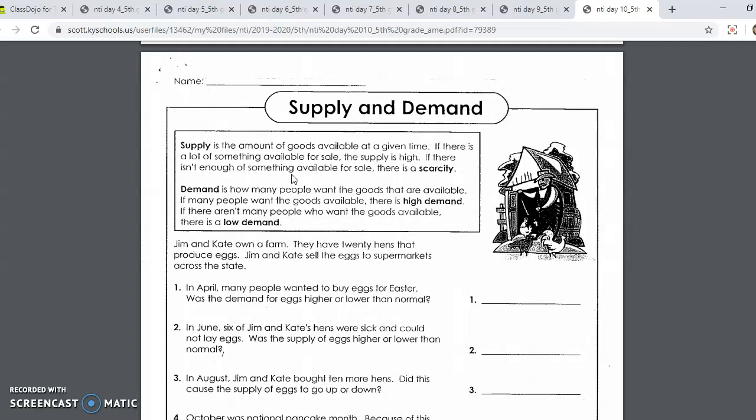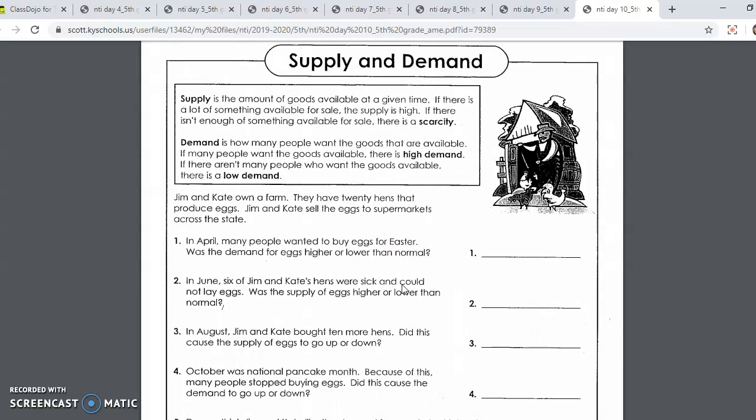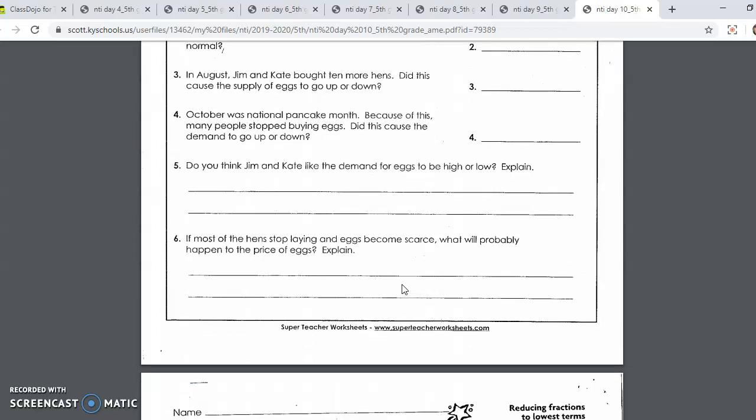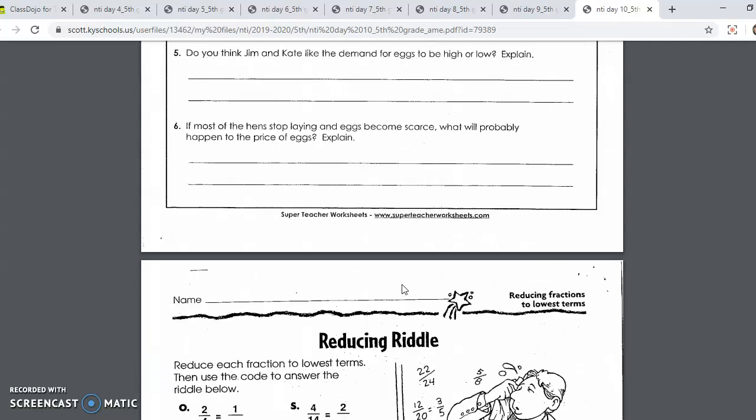If there's not a lot of supply, it's scarcity, kind of like the toilet paper and Lysol wipes right now. They are very scarce. And the demand is high because so many people want them. However, it's just not there. Okay. So the questions are pretty straightforward on that.